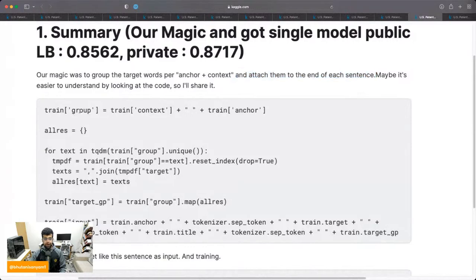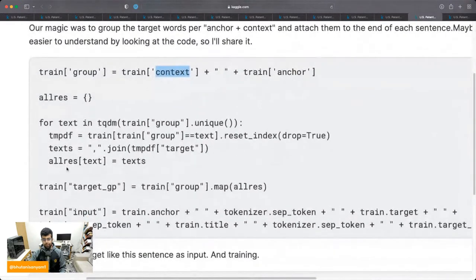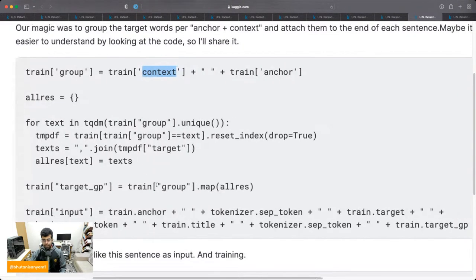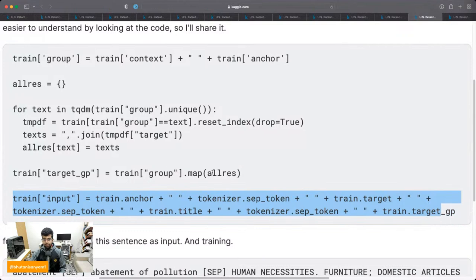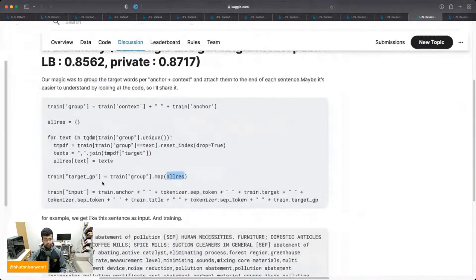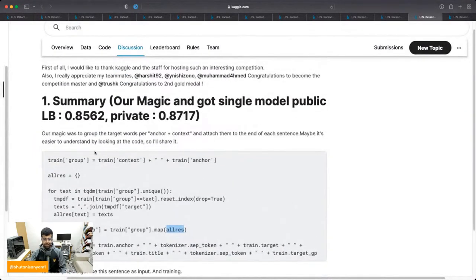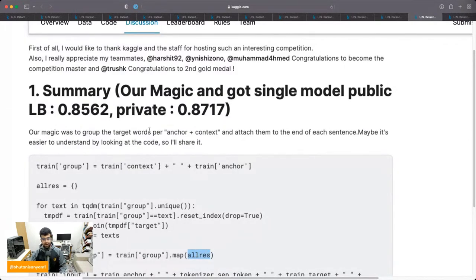You create a column called group, where you grab the context and add the anchor to that. And then you iterate over all the columns which are unique, and for them, you're joining them with target. And finally, you add all of these to the input after iterating and creating this map for all the unique columns. This was the trick or the secret signal for the competition. Initially, most teams didn't figure out that they should be attaching this to the end of the sentence and they should be grouping like so. But most of the top teams somewhat converged on this approach. So again, it was to group the target words on anchor plus context and then attach them to the end of each sentence.